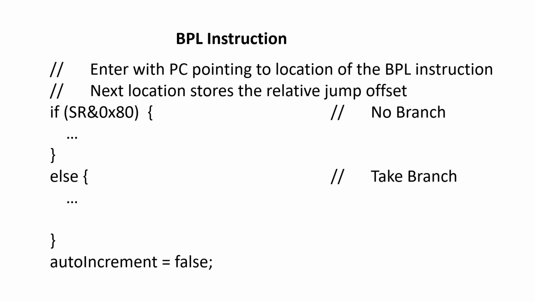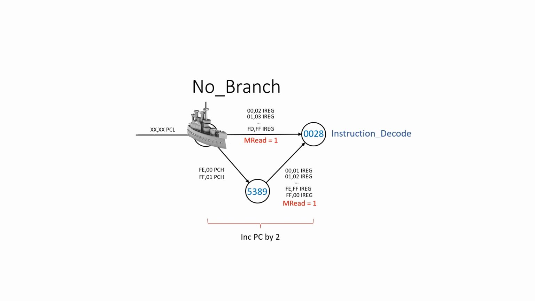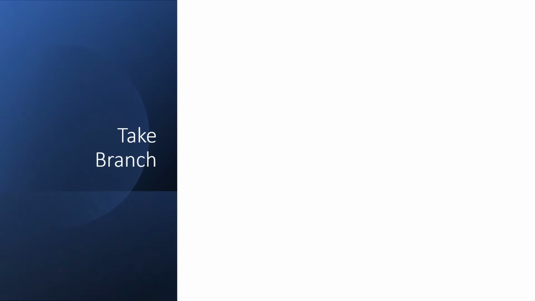Now let's look at the no branch path. We know that the program counter is currently pointing at the branch instruction, so we need to skip this and the offset in the next location. In this implementation, we don't even fetch the offset if we're not going to take the branch. So no branch is quite straightforward. It's very similar to fast fetch, except we increment the program counter by 2 rather than 1. But take branch is a whole other story.